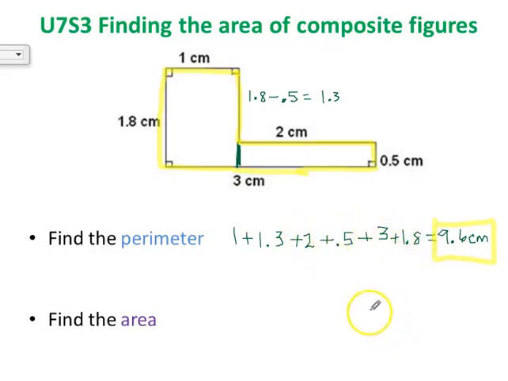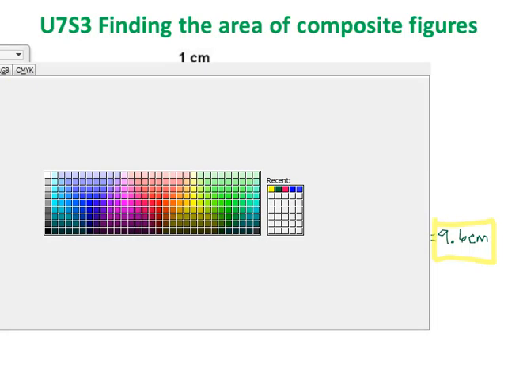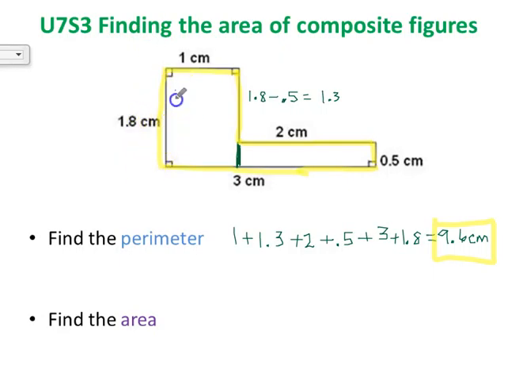What about the area? For the area, we want to find the area of each shape separately. When I divide these shapes up, we know area equals base times height. So let's go ahead and find the area of this bigger rectangle here. So base is 1 centimeter, height is 1.8. So we multiply those two terms together, 1 times 1.8. That's pretty obvious what we get, right?